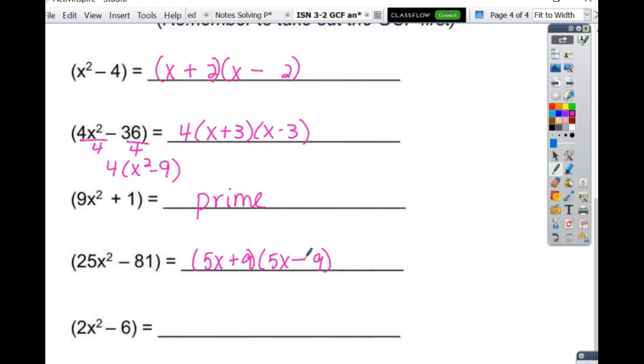Is there a greatest common factor on the last one? So if I take out a 2, is 3 a perfect square? So I can't factor it.